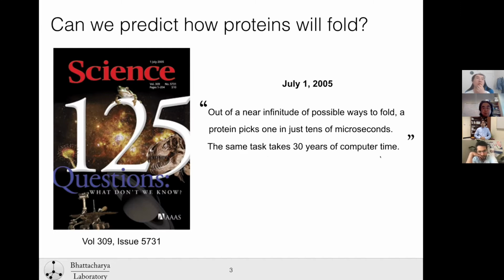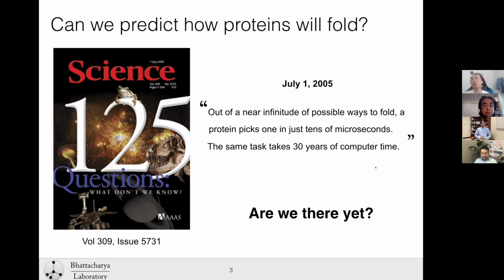But this is a quotation from 2005, and a lot has changed since then. Particularly, there's been a dramatic revolution in computing and biology, with biology becoming more and more digital and the integration between computer science and biology. So a natural question is, where are we today? Are we there yet? Can we predict structures of proteins efficiently on a computer?